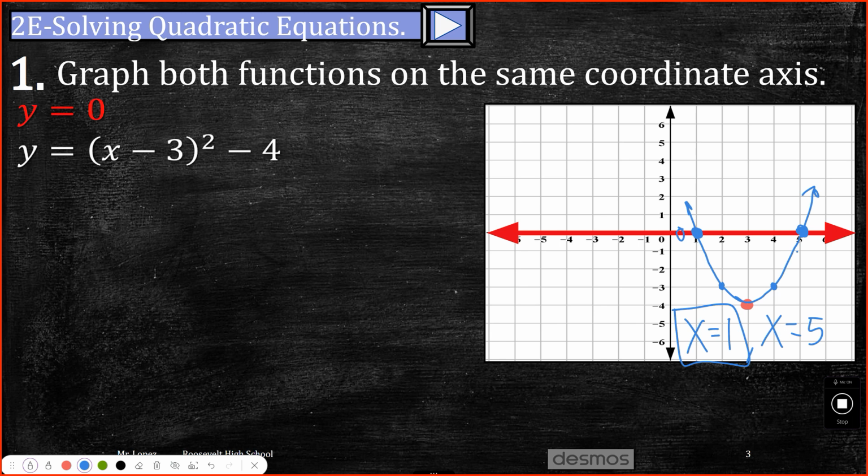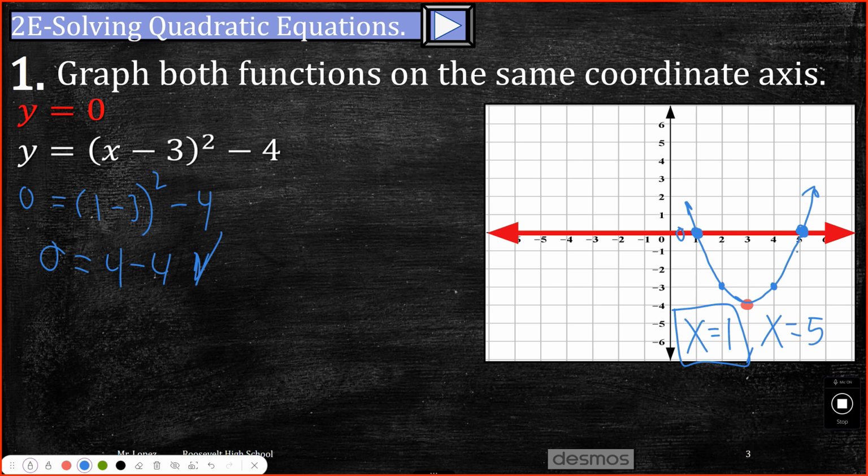So if I do plug in x equal to 1, does it check off as being true? I'm saying that it better equal 0. 1 minus 3 squared minus 4. What's 1 minus 3? -2. -2 squared is 4. And 4 take away 4 is 0. My check mark checks off.